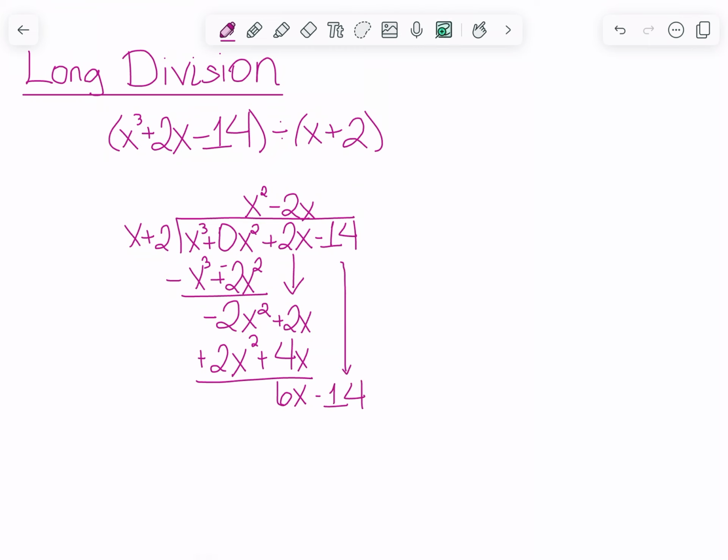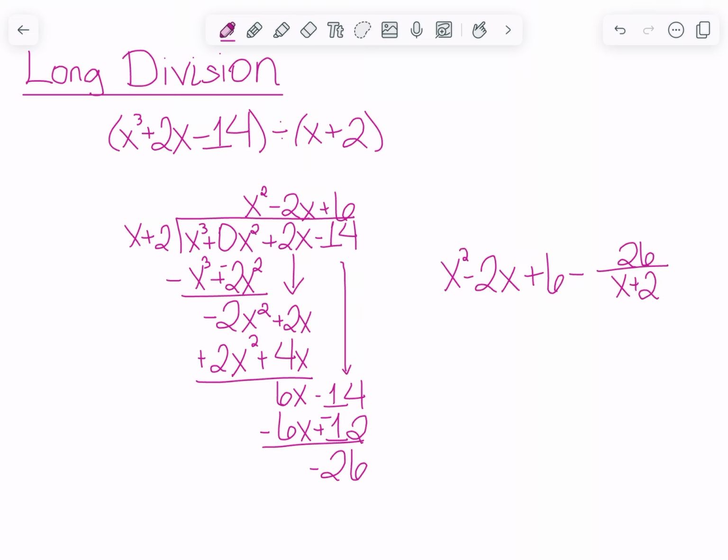We divide 6x by x, which gives us 6, multiply 6 times x plus 2, which gives 6x plus 12, subtract, which gives us negative 26, and then we have our answer. x squared minus 2x plus 6 minus 26 over x plus 2.